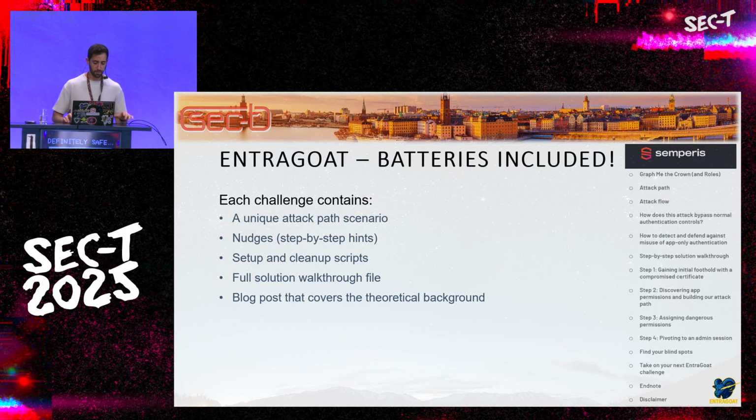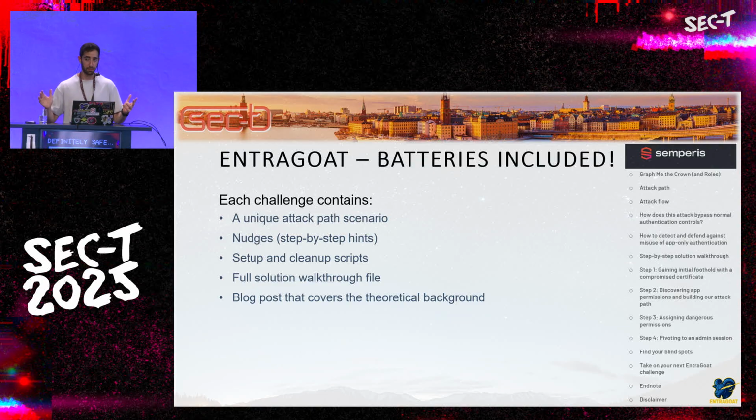OK, so each challenge, and there are 6 challenges. Each challenge comes with a unique attack path, nudges, which is basically step-by-step hints, setup and cleanup scripts, because we do want to push and deploy the vulnerable configuration into the tenant, but we also want to clean it afterwards.